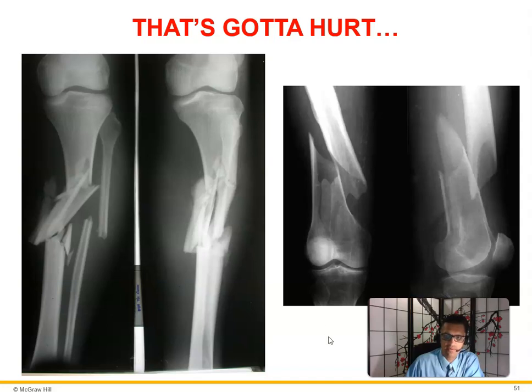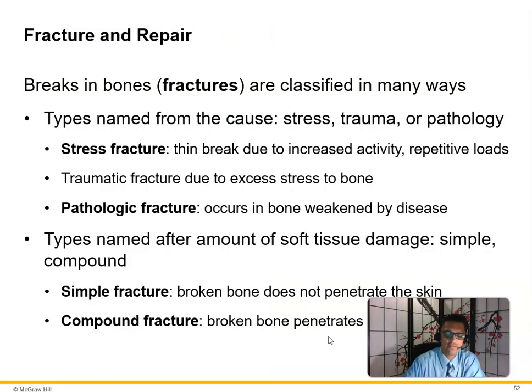So let's dive right into it. There are different types of fractures. The definition of a fracture is a break in the bone. There can be stress fractures, which is a thin break due to increased activity, repetitive loads, let's say running. Traumatic fracture is due to excess stress on the bone, maybe you fell, car accident. And then there are pathological fractures, which occur in bone weakened by disease, such as osteoporosis.